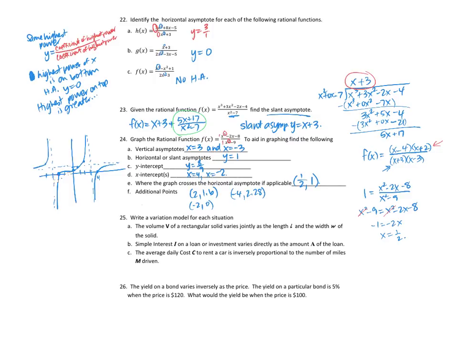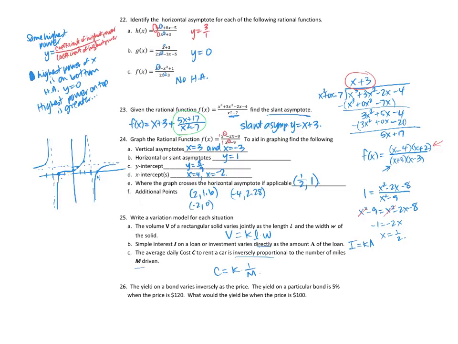So the next one says write a variation model for the situation. So the volume of a rectangular solid varies jointly with the length and width of the solid. And so I can say V equals K times L times W. The simple interest varies directly with the amount of the loan. So I can say I equals KA. And then the cost is inversely proportional to the number of miles. So I can say C equals K times 1 over M.